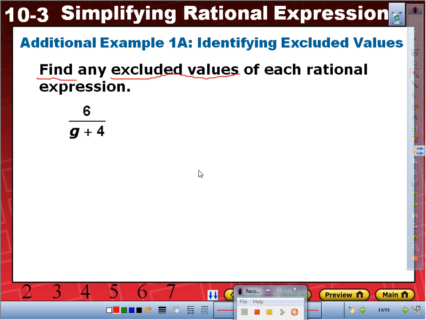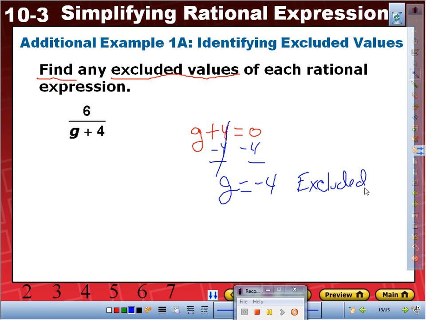According to the definition of excluded values, the denominator cannot be what? 0. So all the excluded values are the values that make this what? 0. So to find them, I need to write g plus 4 equal to 0. To find which value will make it 0, I solve for the variable. Minus 4, g equals negative 4. So my excluded value is what? Negative 4. So you can write g equals negative 4, or just write excluded value.